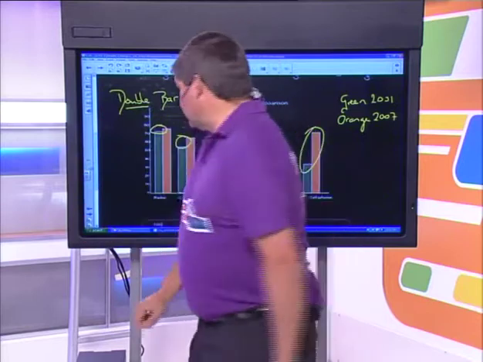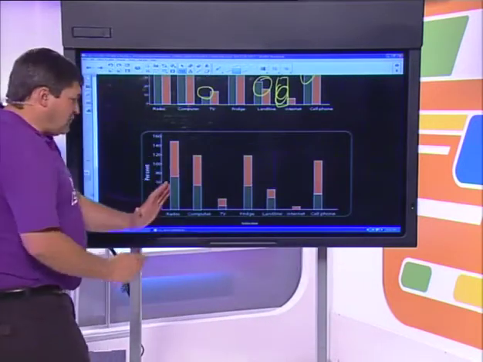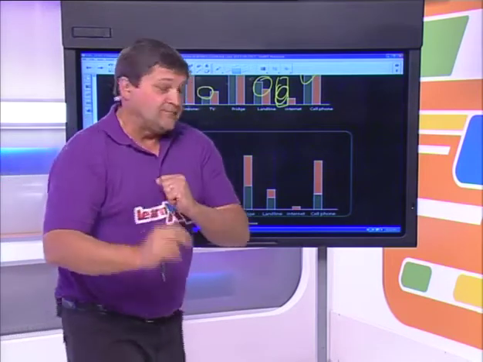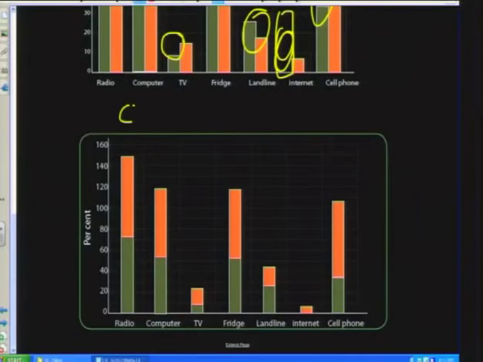Now, there's another thing we can do with this information. Let's have a look here. I'm going to put my one bit of information on top of my other information. And we're going to call that now a compound bar graph.